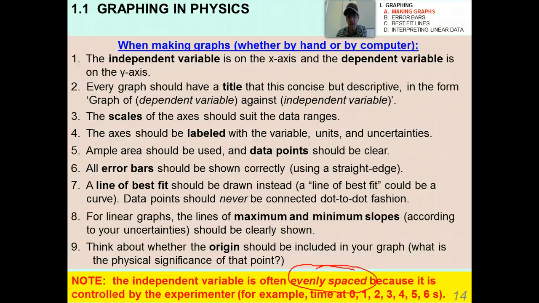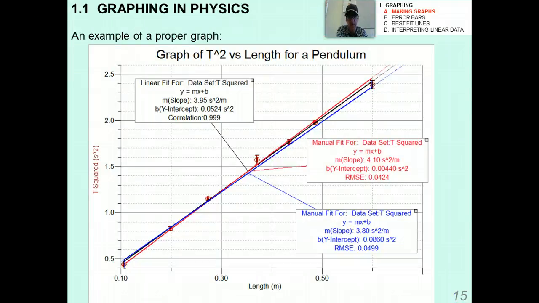All right, and I have here the independent variable is often evenly spaced because it's controlled by the experimenter, but not always. If you think about the lab that, for example, the height of water against mass, your h variable, which was your independent variable that you controlled, you didn't have it evenly spaced, okay? So you got to be careful about it, but often it is going to be evenly spaced, okay?